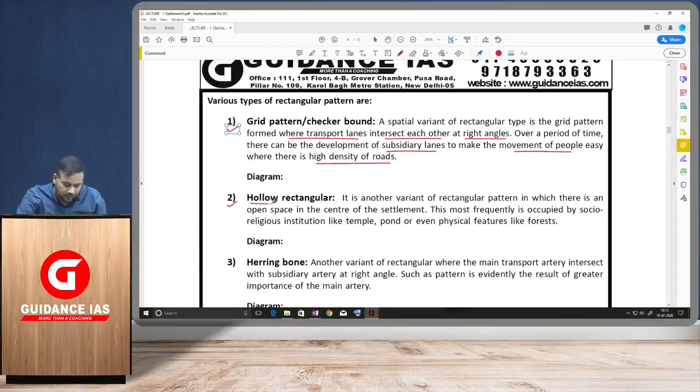Then there is a hollow rectangular. It is another variant of rectangular pattern in which there is an open space in the center of the settlement. This space is most frequently occupied by socio-religious institutions like a temple, pond, or even physical features like forests. So such type of pattern is referred to as the hollow rectangular.